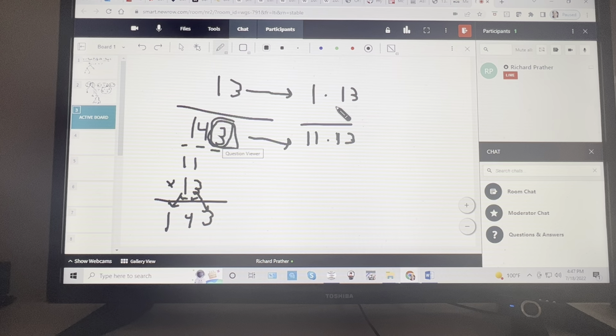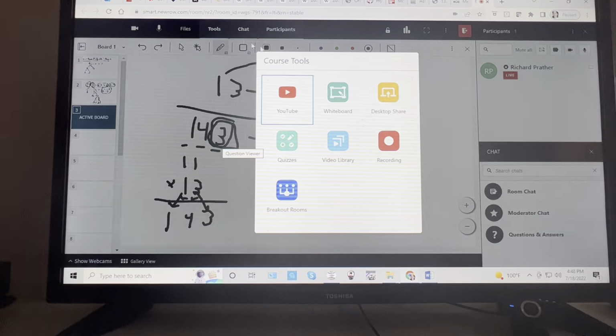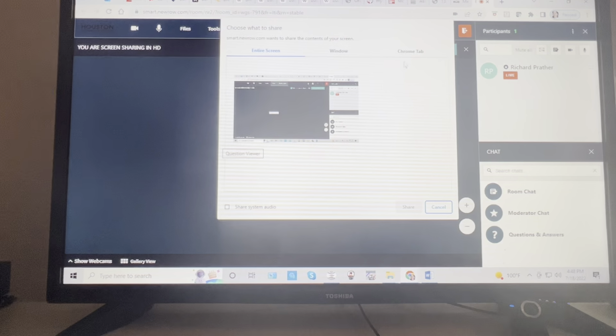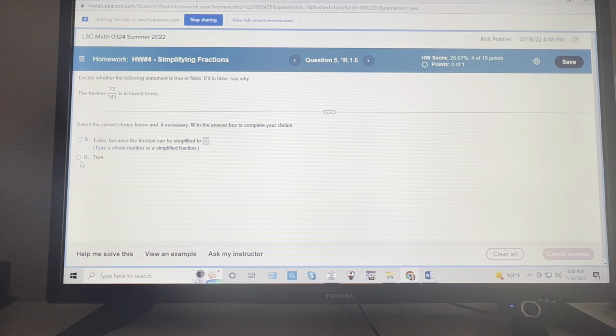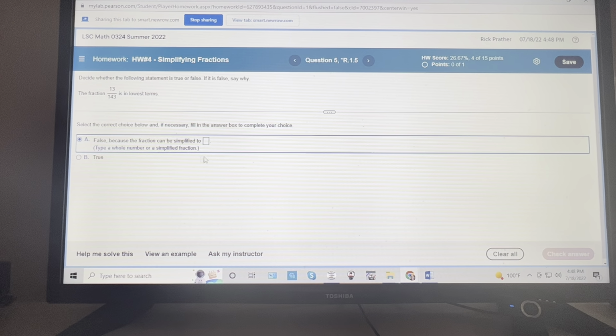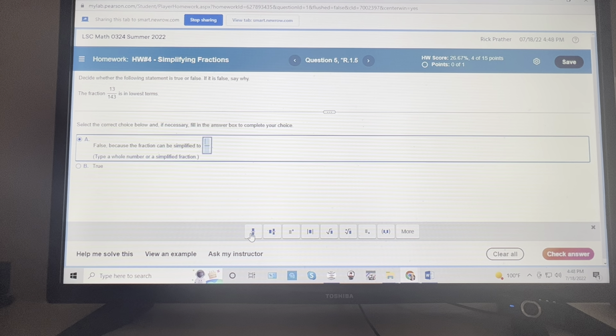Then what can happen is the 13 here can cancel this 13. So this is not in lowest terms because I can reduce it. In other words, this fraction reduces to 1 over 11. And a fraction in lowest terms is when the top and the bottom don't have any common factors they can both divide by. There's nothing both 1 and 11 divide by other than 1. So is this in lowest terms? No, because it can be simplified to the fraction 1 over 11.